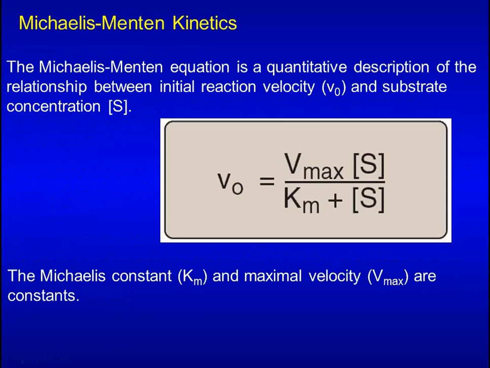Michaelis-Menten kinetics describes the relationship between initial velocity and the substrate concentration. It states that initial velocity V0 equals Vmax times the concentration of substrate divided by Km plus substrate concentration. Here, Km and Vmax are constants for a given reaction.